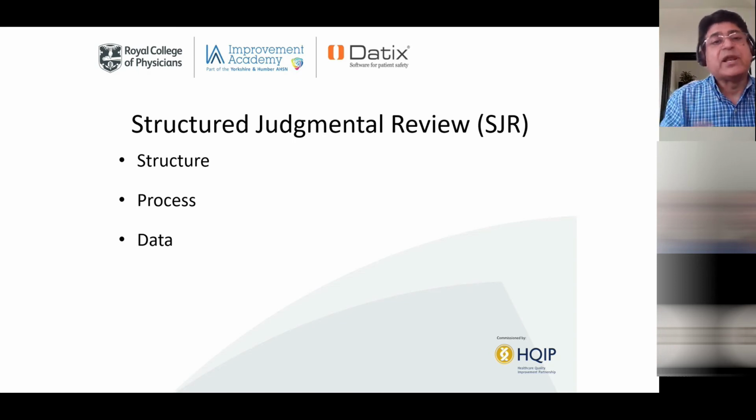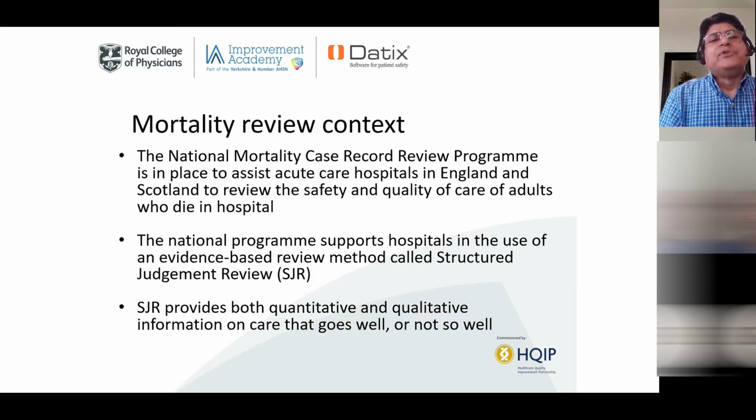So these numbers will actually give them the idea where to actually look for problems. So that's the structure. Now the mortality review context, this is the context.